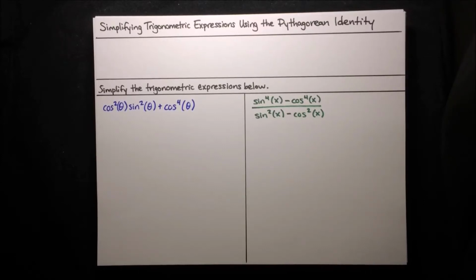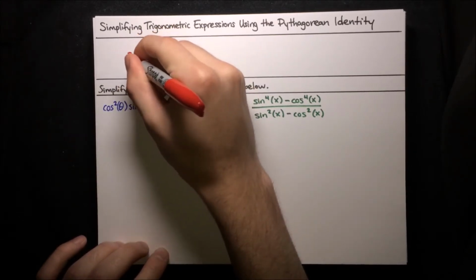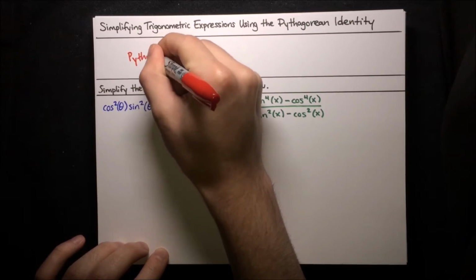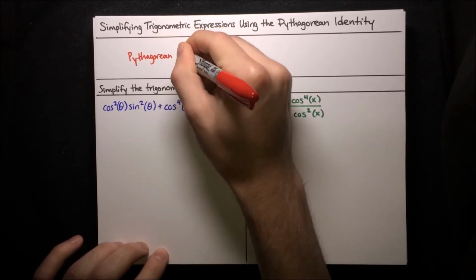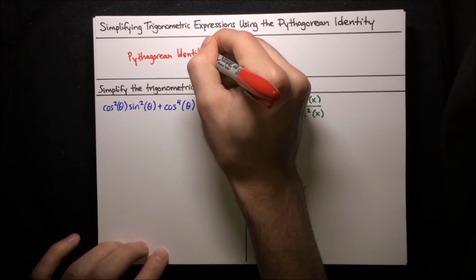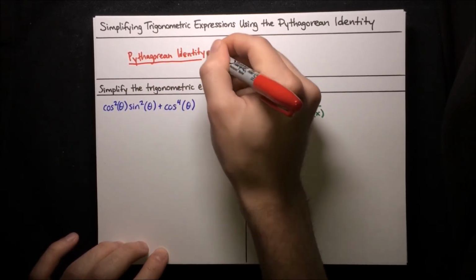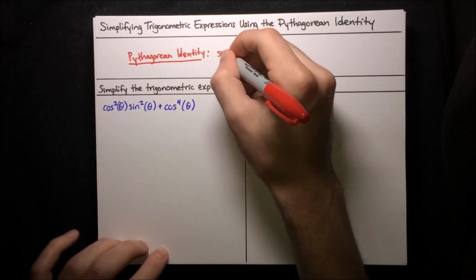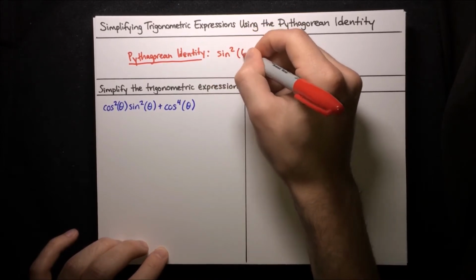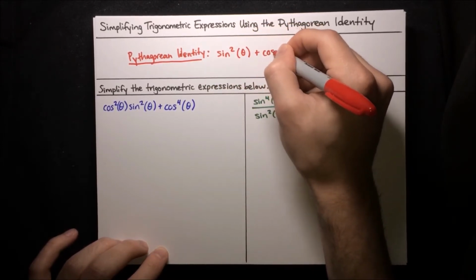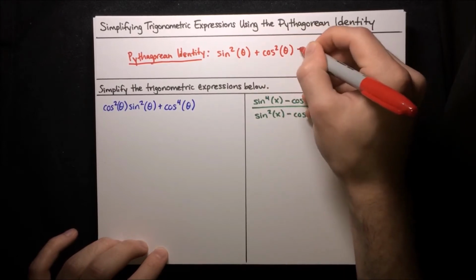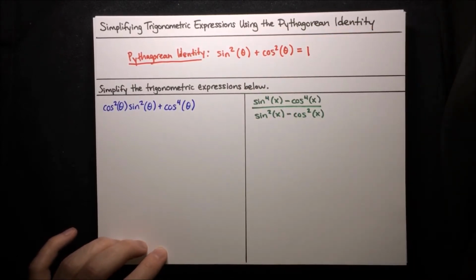In this video, we're going to learn how to simplify trigonometric expressions using the Pythagorean identity. Now, here's a refresher on what the Pythagorean identity is. The Pythagorean identity is as follows: sine squared theta plus cos squared theta is equal to 1. So why don't we go ahead and simplify the trigonometric expressions below using this Pythagorean identity.